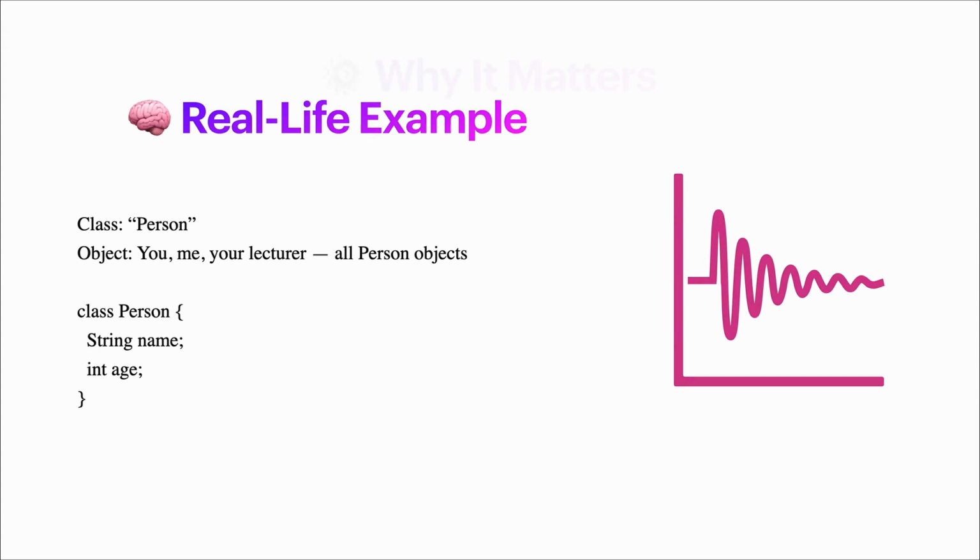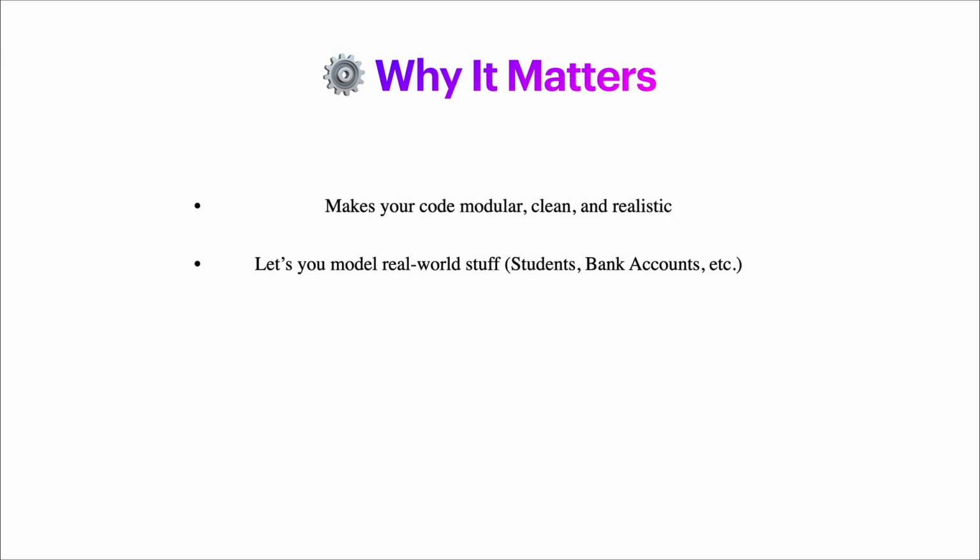Okay, now let's go over to why it matters. Why do we need to write classes? So in this video series episode, we're not going to write any line of code, we're just going to go through our slides. So why does it matter? Classes make your code modular, clean, and realistic. Meaning using OOP, object-oriented programming, makes your code modular, clean, and realistic. I will show you what it means by that.